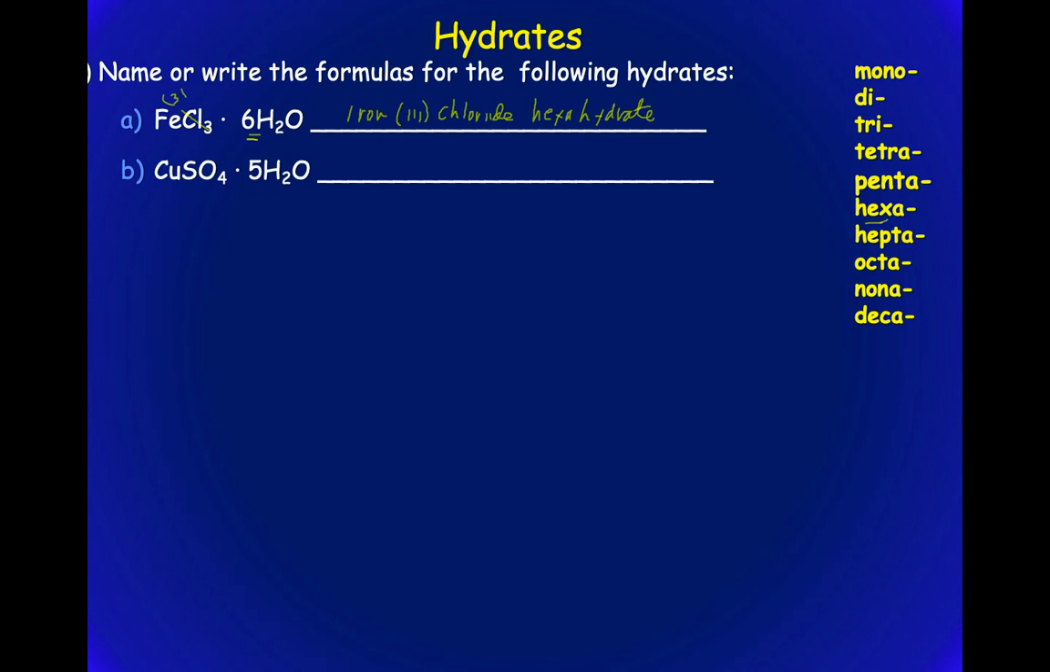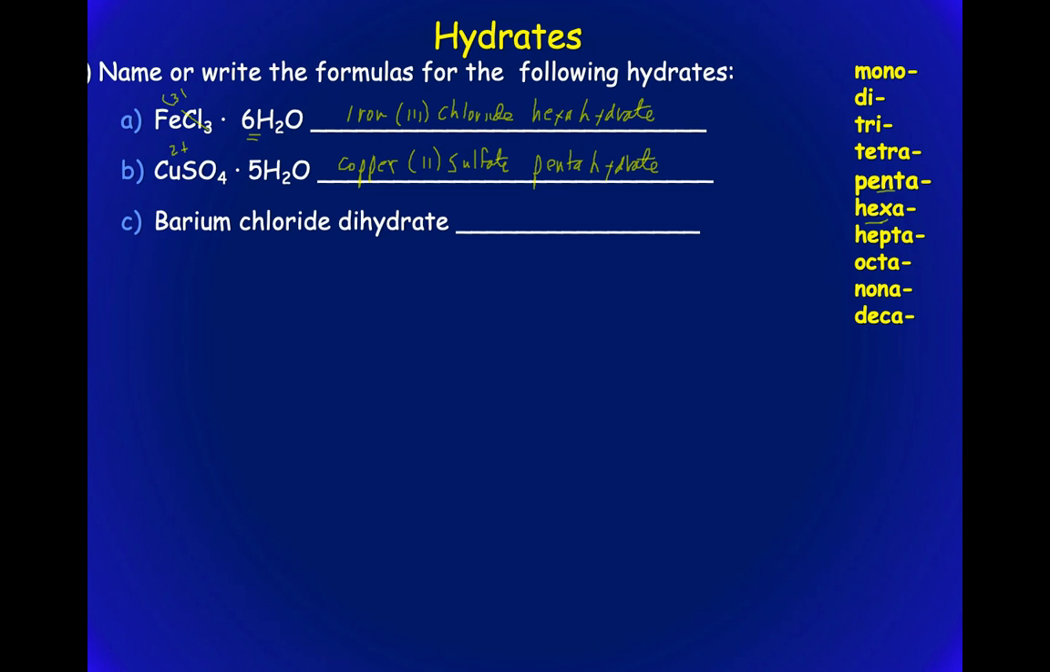Okay, next one would be copper, right? And then as your sulfate, again, copper has a +2 charge here. Copper has 2 different charges also. So we're going to need the Roman numeral. That's sulfate ion, right? Sulfate. And there's .5, so again, we use penta. It's pretty easy.